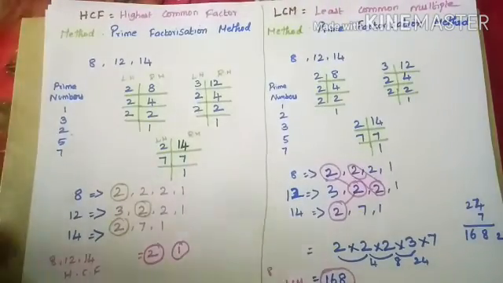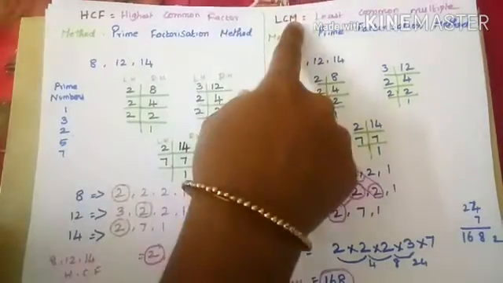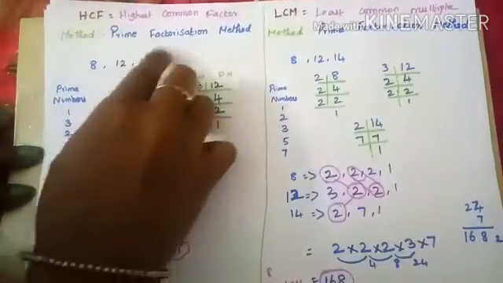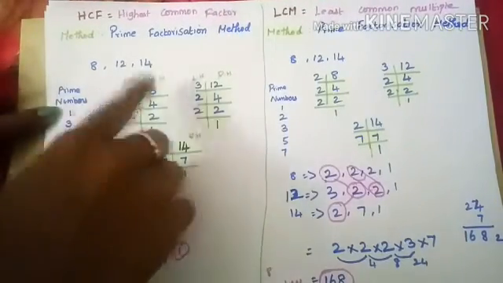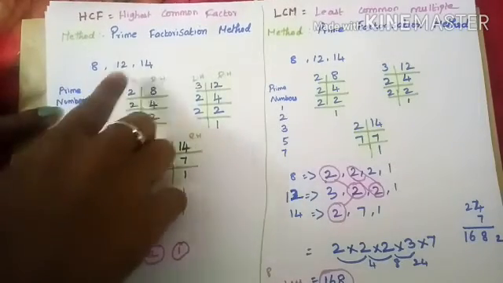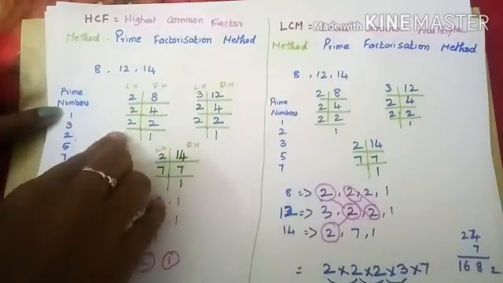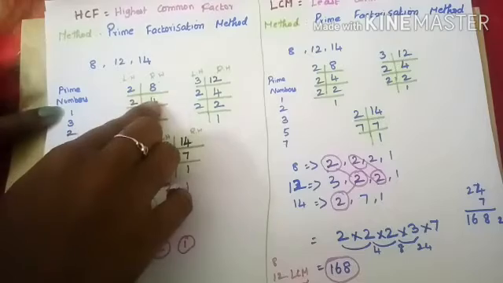Recall session. HCF means highest common factor and LCM means least common multiple, using the prime factorization method. Okay, first write the prime numbers. So now we are going to draw the box method. This is the left hand side and this is the right hand side. On the left hand side we must write the prime numbers and on the right hand side the divided numbers.